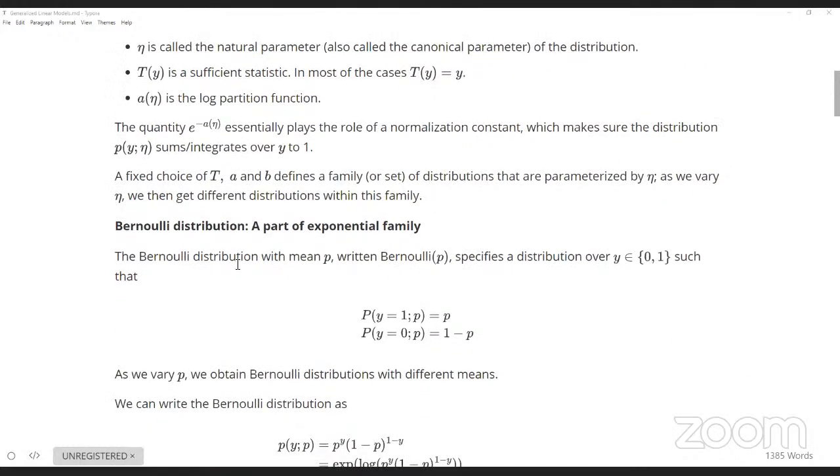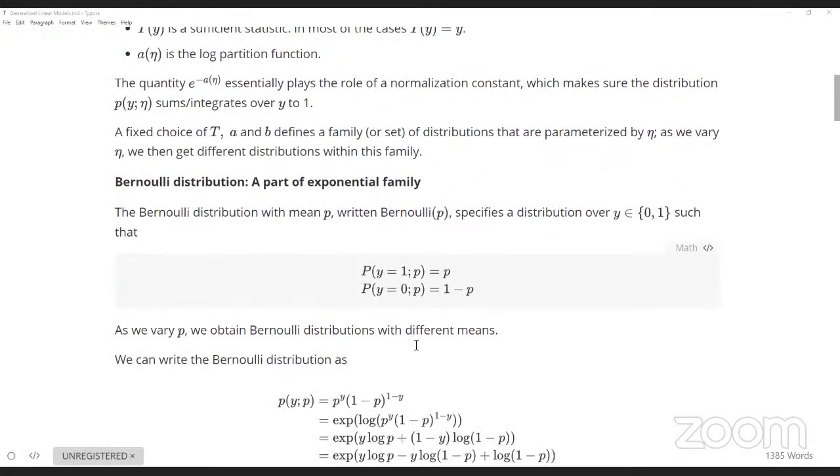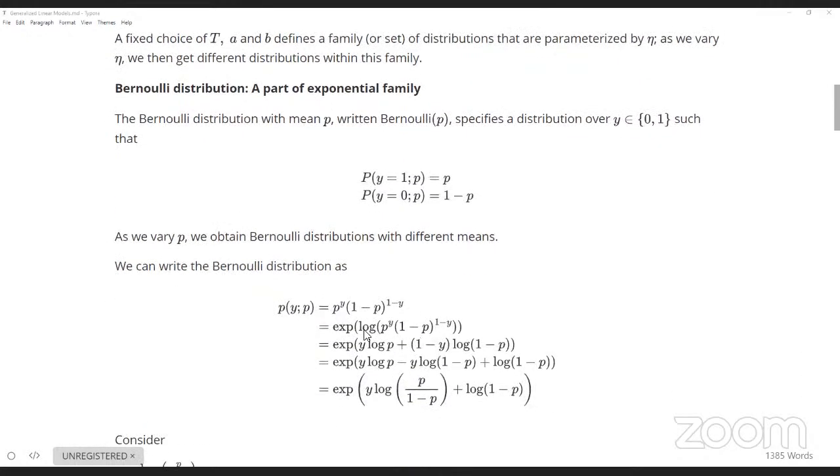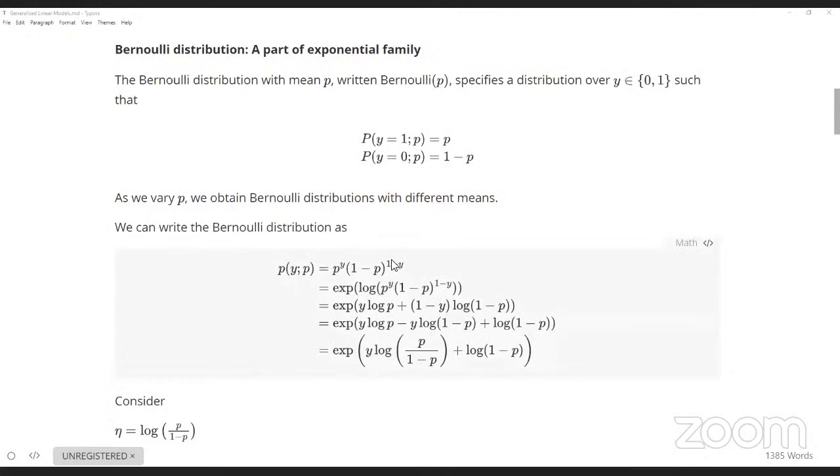Okay, so what happens in the Bernoulli? Bernoulli has only two outcomes, success or failure. The probability of success is given as p, and the probability of failure is given as 1 minus p. So this PMF can be written as p raised to power y times 1 minus p raised to power 1 minus y. It's the same kind of thing, because y equal to 0 makes it 1 minus p, and y equal to 1 makes it p. So the PMF can be written in this form.